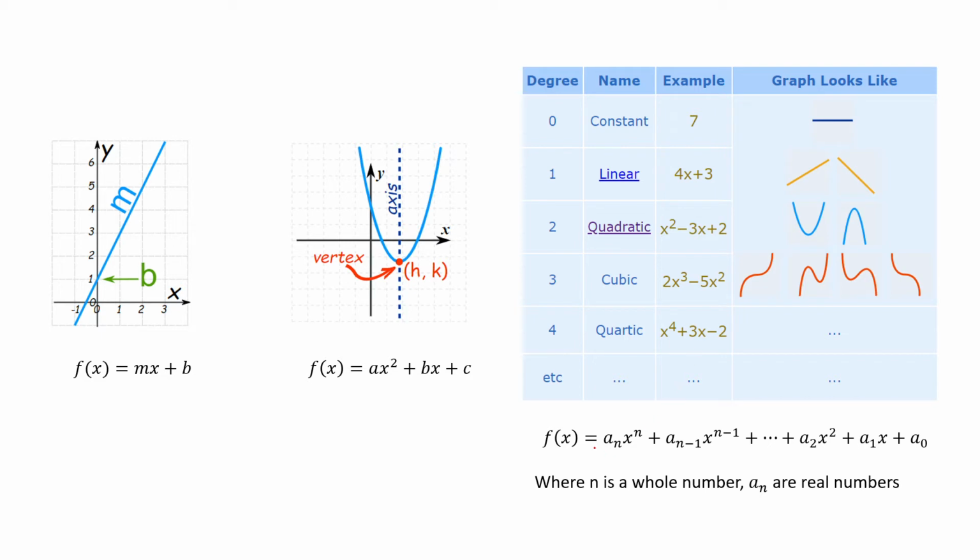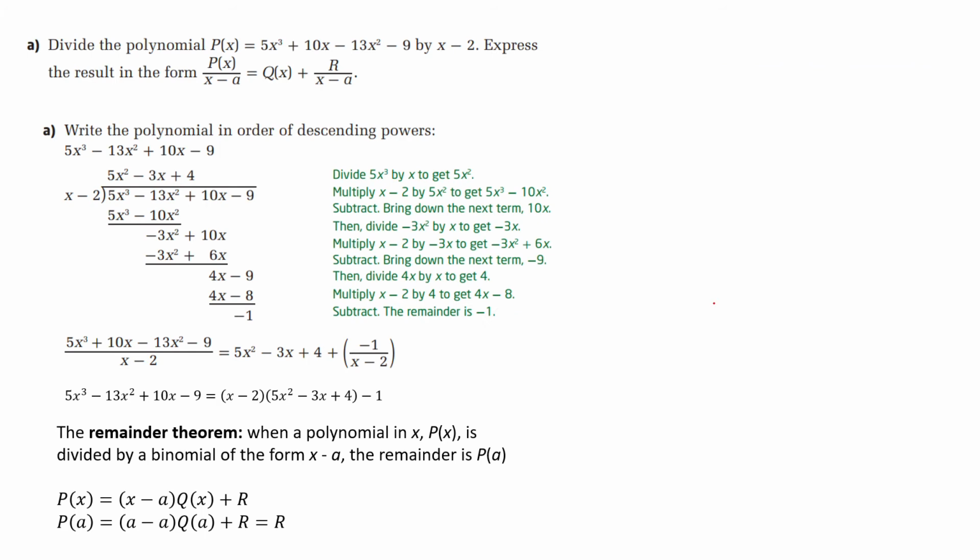So we have where n is a whole number and the parameter a_n is a real number. We will mostly emphasize the cubic form where the x power is 3. I just introduced some of the most important ideas. So let's take a look at this example. Divide the polynomial by x minus 2.